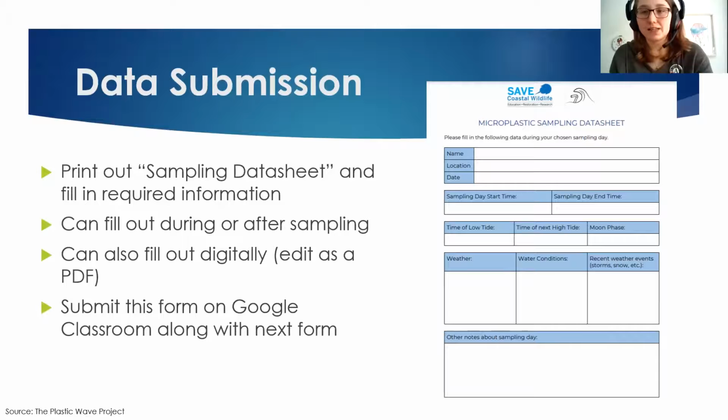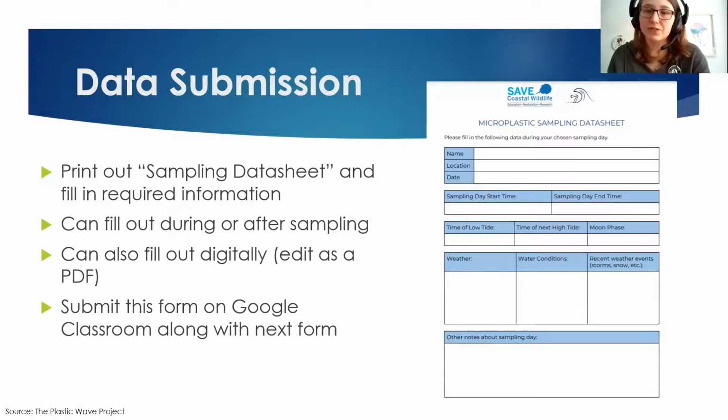So for the plastic wave project, there's 2 different kinds of forms. So you have the sampling data sheet form. You can get this on their website, and it's nicely labeled, so it's very easy to find. You can print this out and bring it with you to the beach, and you can fill it out there, or you can print it out and fill it out at home, or you can even just write your notes in a notebook, and then you can fill out this form digitally using a PDF editor. Up to you how you want to do it, and whatever you're comfortable with. If it's too techy, you don't have to do it that way. You could just print it out and write it.